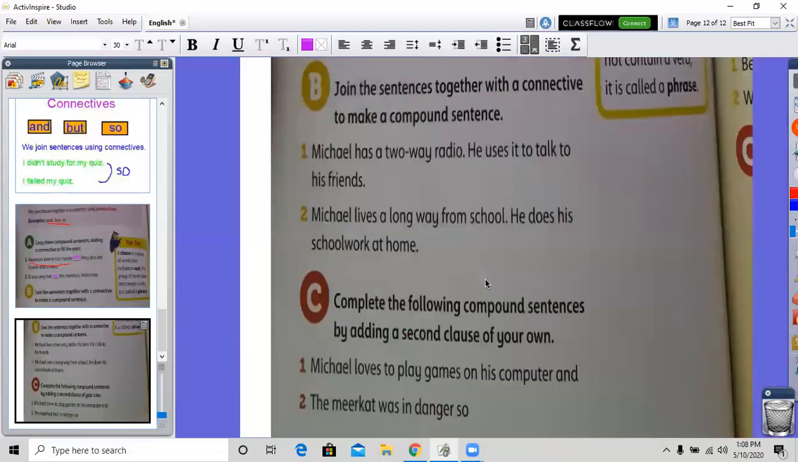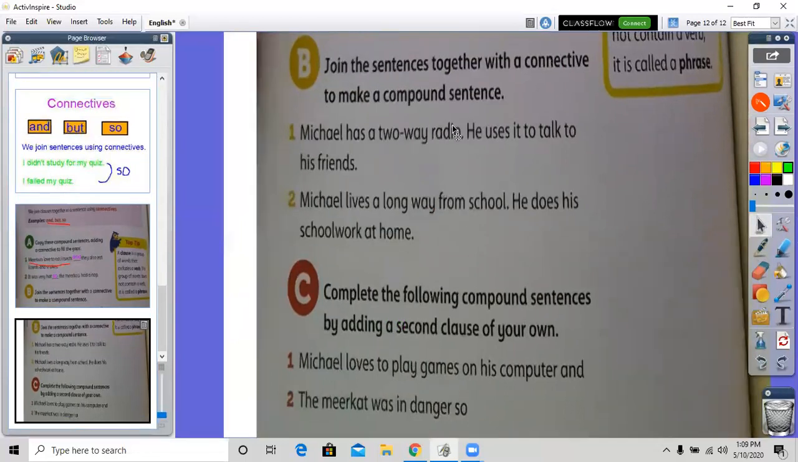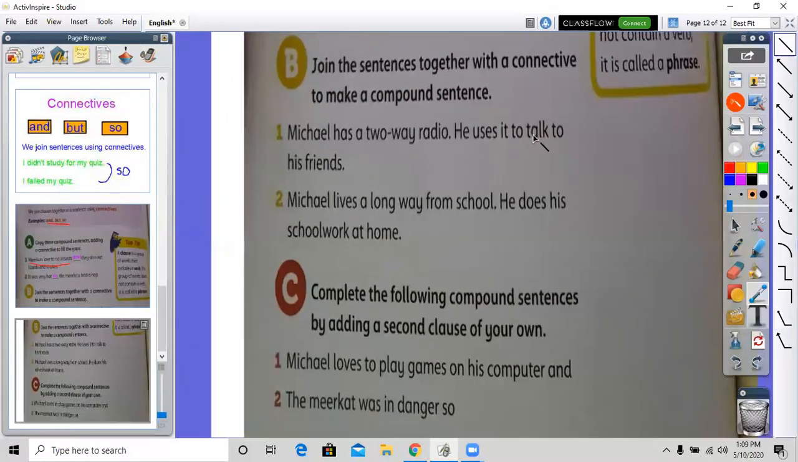I believe Michael has a two-way radio, and this is one idea. The second idea is he uses it to talk to his friends, and this is a second idea. And both of these go together. So I believe that the answer should be and.